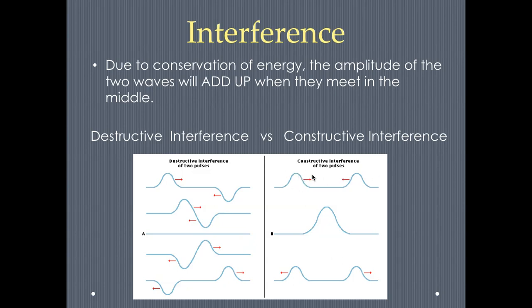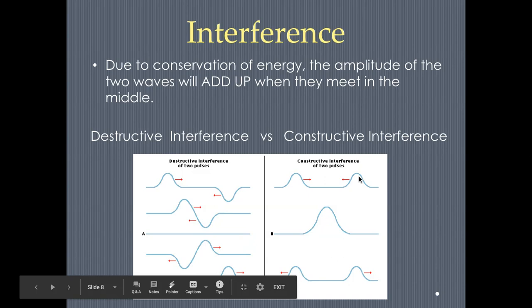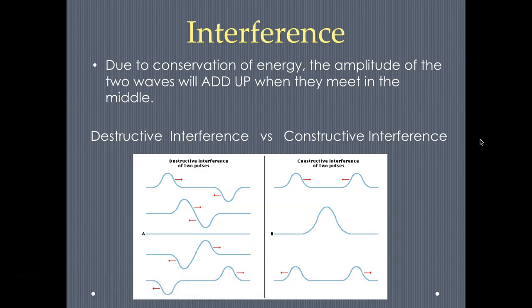And so watch my mouse. This wave at the bottom, when they keep going, will end up over here. And then this one will end up over here. So that's an example, like a graphical representation of constructive interference.